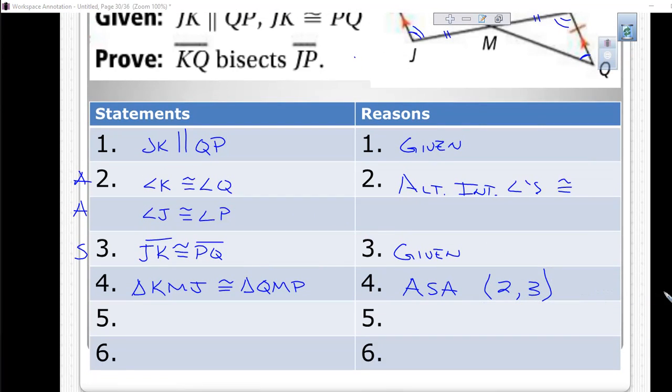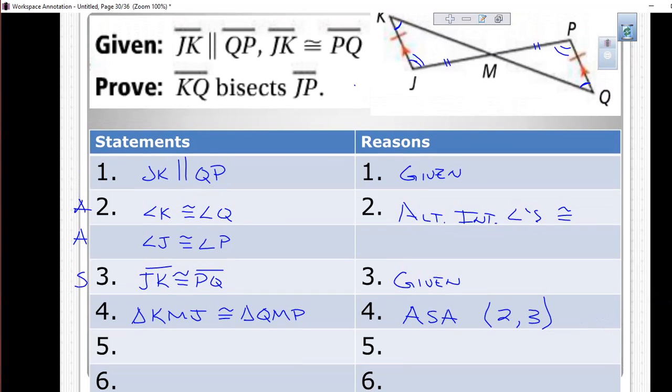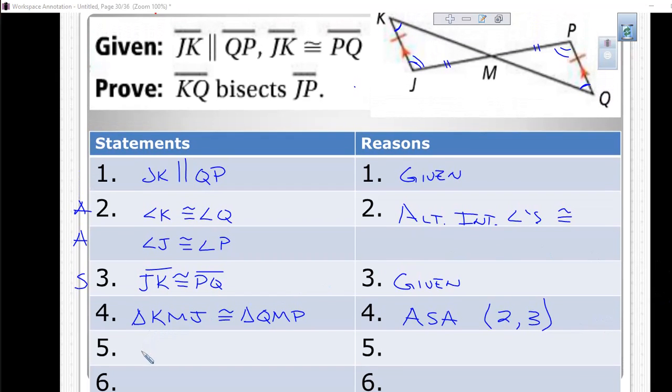So now we can say, since our triangles are congruent, now we have enough to verify that JM is in fact congruent to PM. And our reason why is going to be corresponding parts of congruent triangles are congruent. So then now let's take a look at our last one. Number 6. The sixth statement here is what we're trying to prove.